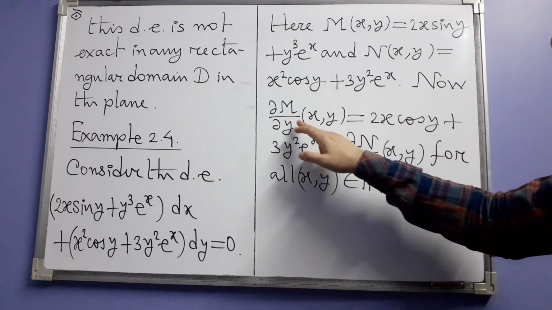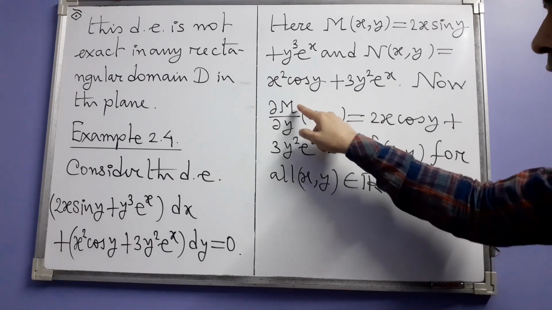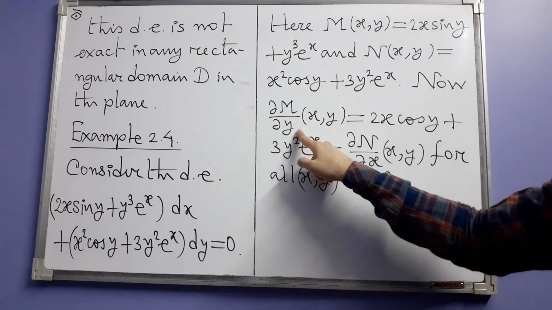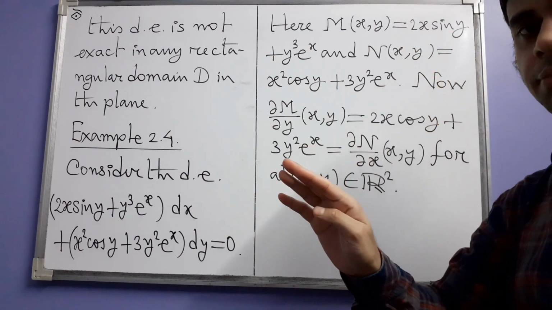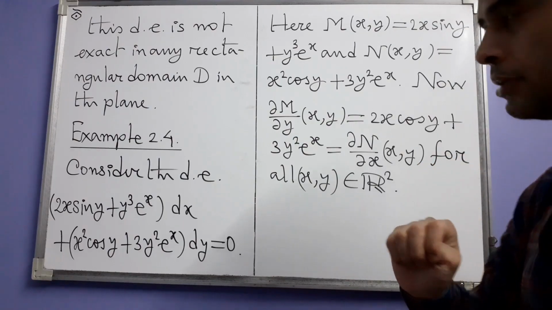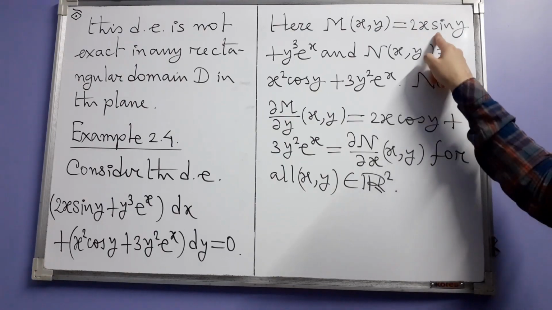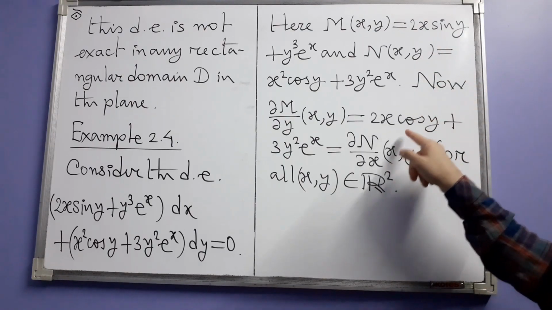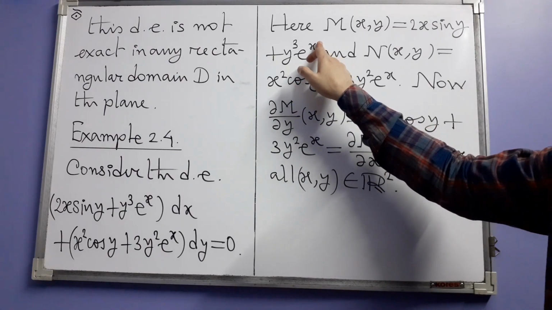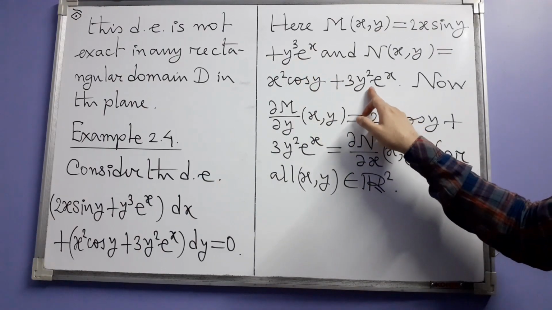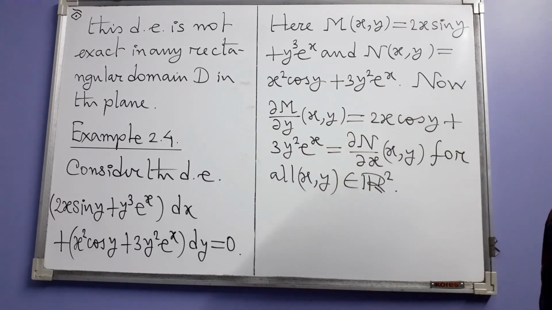Okay, so let's just see it carefully. You have to differentiate M partially with respect to y. If you differentiate the first term here, because you are differentiating with respect to y, x will be considered constant. So this will be 2x cos y, because sin y will become cos y when differentiated with respect to y. What will happen here? E to the power x will be considered constant, and y cube will become 3y square. Here, 3y square e to the power x.